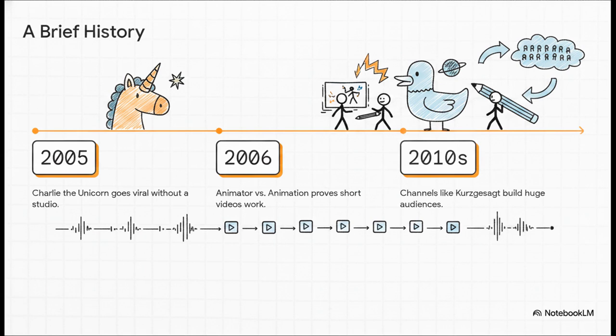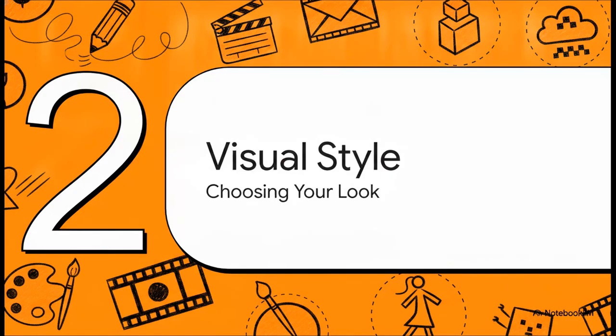Look back at those early viral hits in 2005 and 2006, stuff like Charlie the Unicorn or Animator versus Animation. Those proved that short, independent animated videos could amass millions of views entirely on their own, zero studio backing required. That early spark? It led directly to the massive channels of the 2010s. Think Kurzgesagt or Alan Becker, creators who built audiences in the tens of millions. Today, the guide notes that animated YouTube channels are routinely outperforming traditional TV shows in pure viewership. How wild is that?